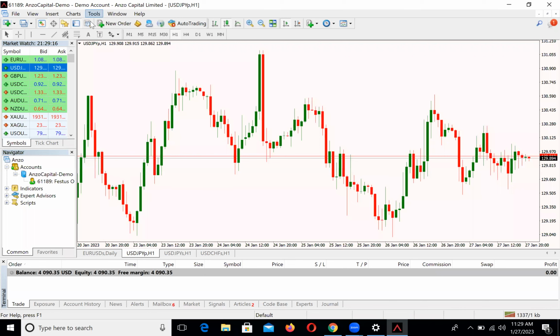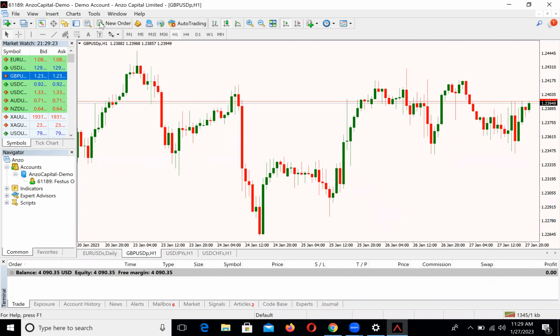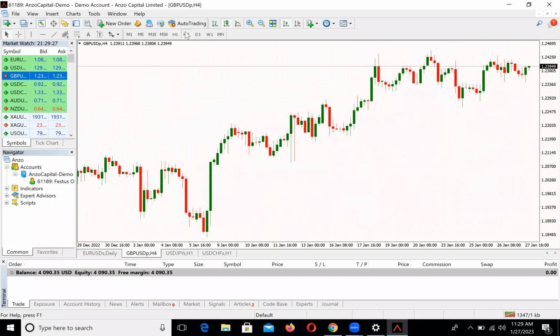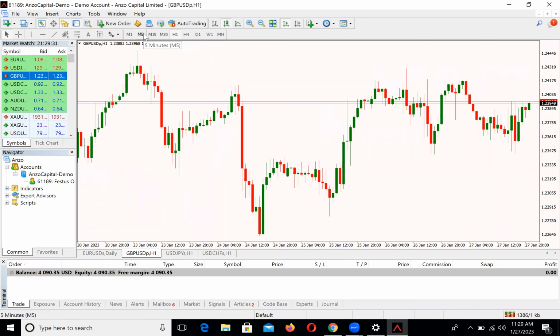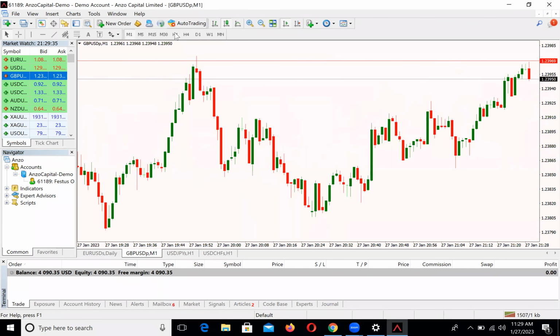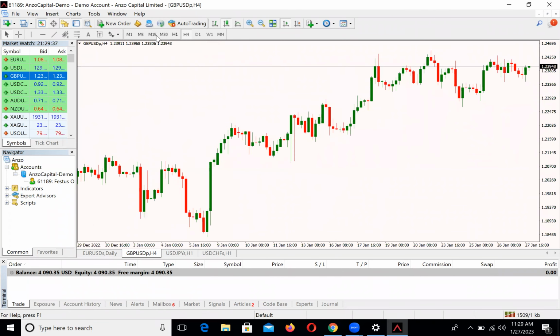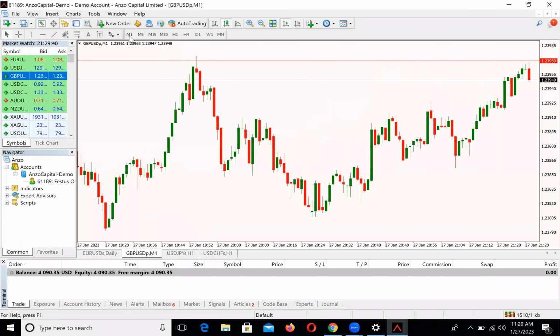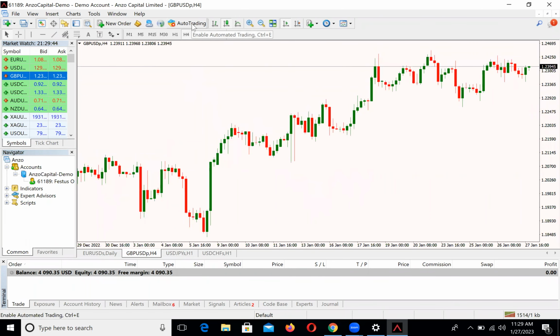So if you want to place a trade, just do GBP USD. I want to place a trade now. Let's just place a random trade. We don't want to analyze the market just to place a trade for trading's sake, so that we can understand the market, or how to trade.